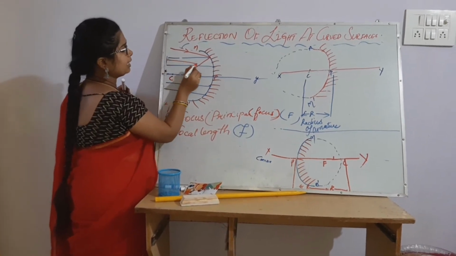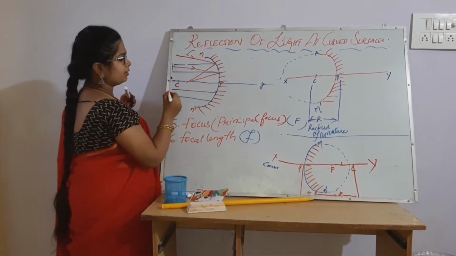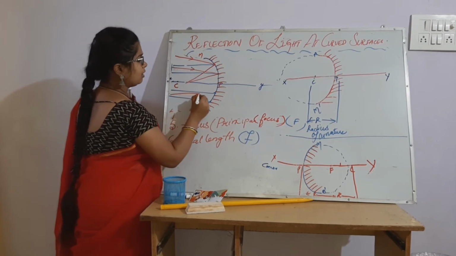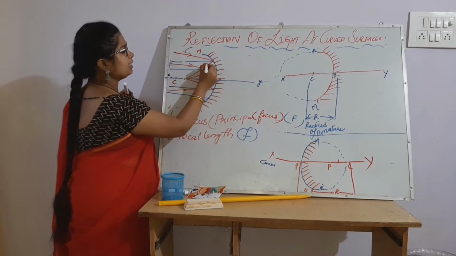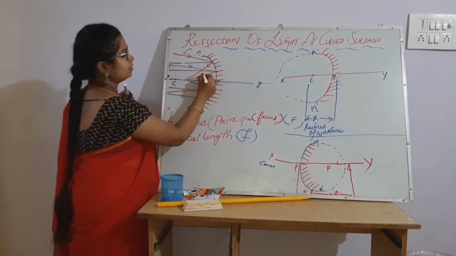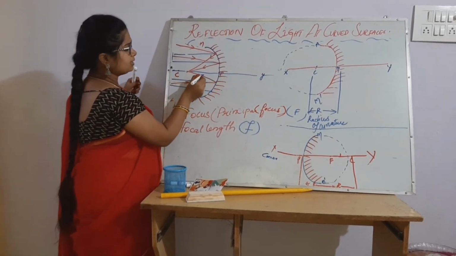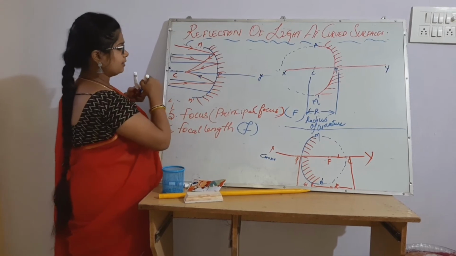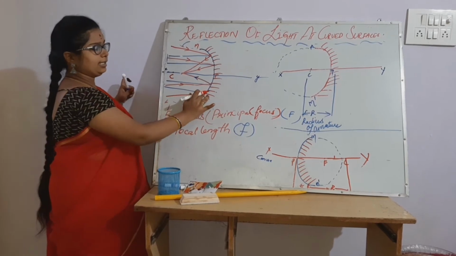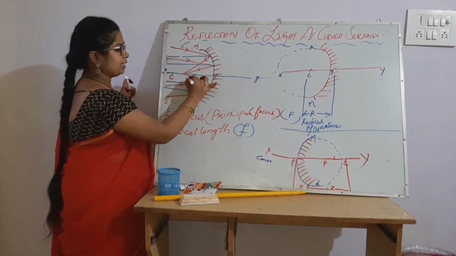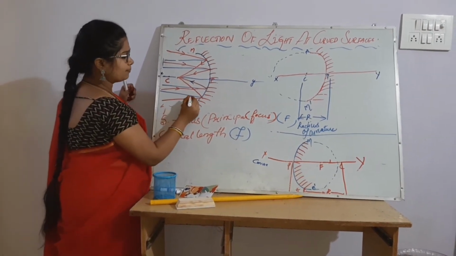When an incident ray falls on the mirror, it is going to get reflected back. The reflected ray should have an arrow so that you do not get confused. This is the reflected ray. And here again, this ray is incident like this, so it is getting reflected back like this, in the concave mirror as we saw.